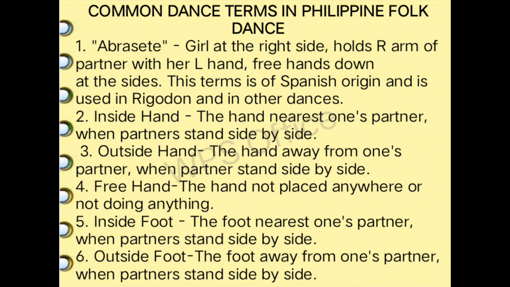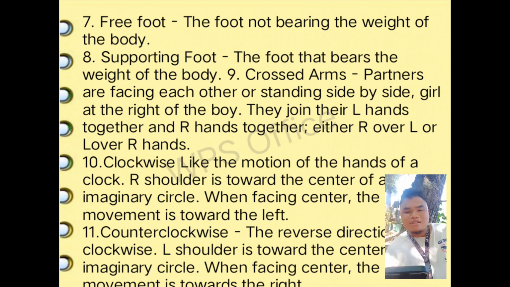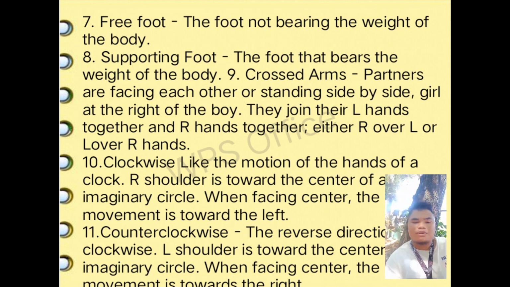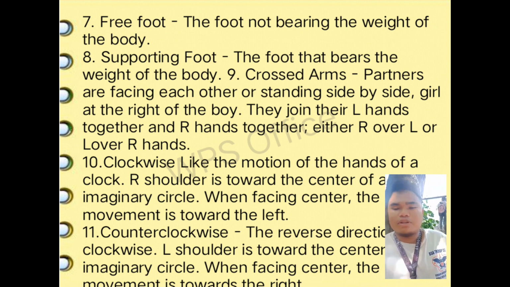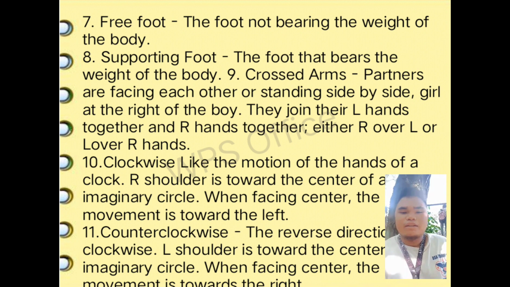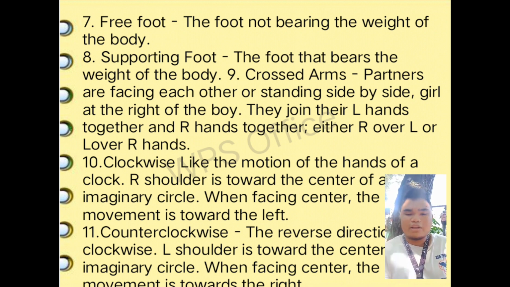Six, outside foot, the foot away from one's partner when partners are side by side. Seven, free foot, the foot not bearing the weight of the body. Eight, supporting foot, the foot that bears the weight of the body. Nine, cross arms. Partners are facing each other or standing side by side, girl at the right of the boy. They join their left hands together and right hands together, either right over left or left over right hands.